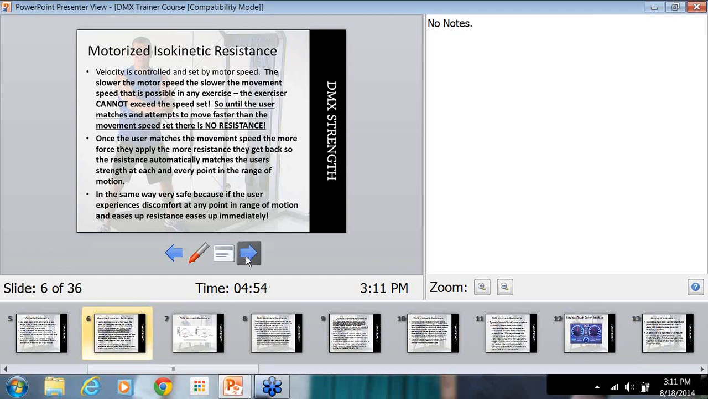It won't let you overcome it. The exerciser can never exceed the speed. So if the speed is set low, then you're going to feel a lot of resistance. Until the user matches the speed setting of the motor and then tries to move faster than the movement speed, there is no resistance. Once the user matches the movement speed and tries to go faster, they're going to get back resistance automatically, and that resistance is going to be direct and proportionate to what they put into it. So it's automatically matching your output at each and every point in the range of motion.